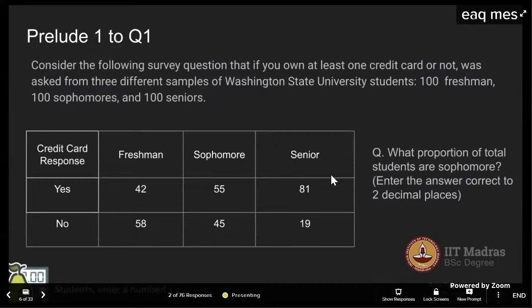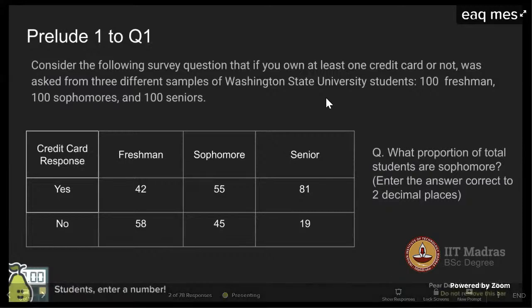So one more question. Sir, if row relative frequency is similar and the column relative frequencies are not similar, then? It won't happen anytime. If row relative frequencies are similar, then column relative frequencies must also be similar, you can say. Okay, vice versa.